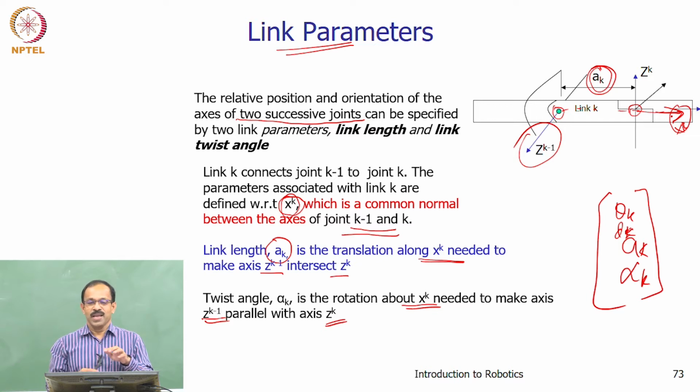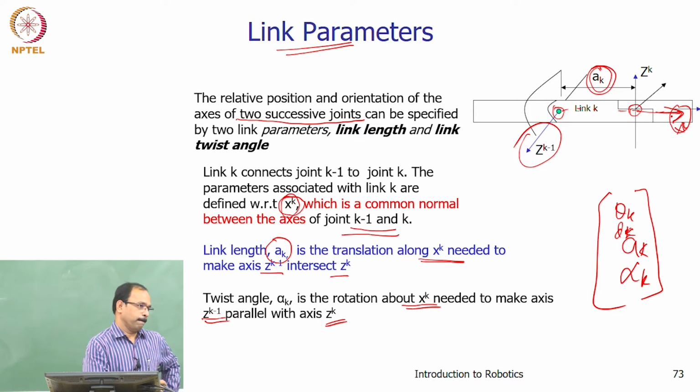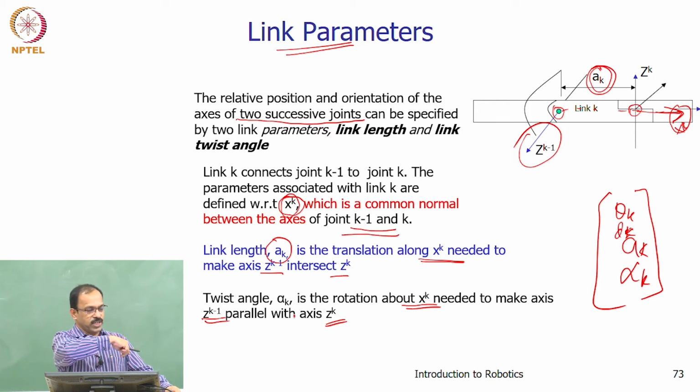Any questions? Anyway, we'll be going through this because when we do the forward kinematics, multiple of this will come. No, we are always saying zk minus 1 to zk. We are telling that make axis zk minus 1 parallel with zk. So we are always rotating zk minus 1 to make it parallel to zk.